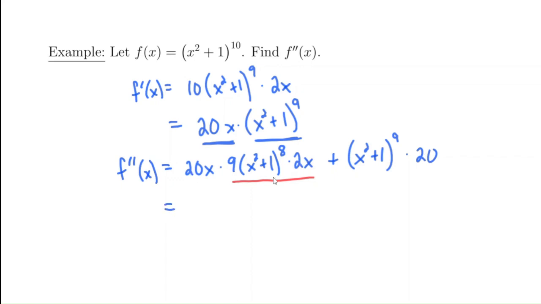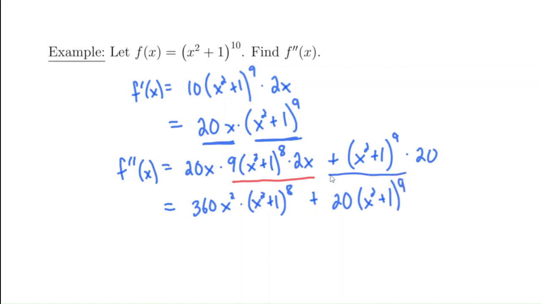In fact, for this first term here, we have two terms now. We have this term and this term. For the first term, the 20x times the 2x is really 40x squared. Oh, and we also have times 9. So let's not forget the 9. That's really 360x squared times x squared plus 1 to the 8th power plus, and we have 20 times x squared plus 1 to the 9th power. And you actually could even do a little bit more simplifying here. Both these terms have at least an x squared plus 1 to the 8th power, so you could factor that out. But let's just leave it like this.